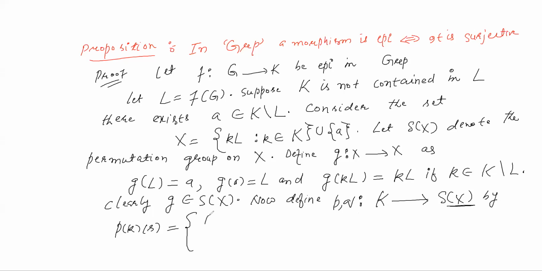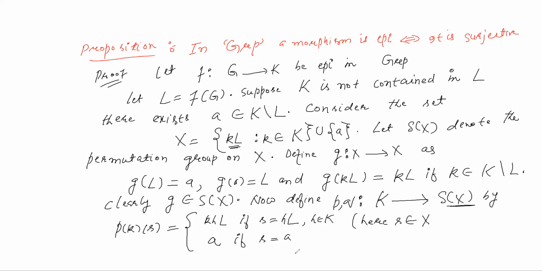I define it as khL if s is hL, that is, s is an element of this form, where h belongs to K, and I define it as a otherwise. I define it as a if s is a. Here actually s belongs to X, s is an element of X.